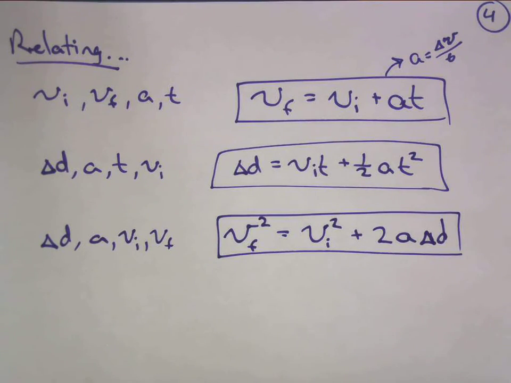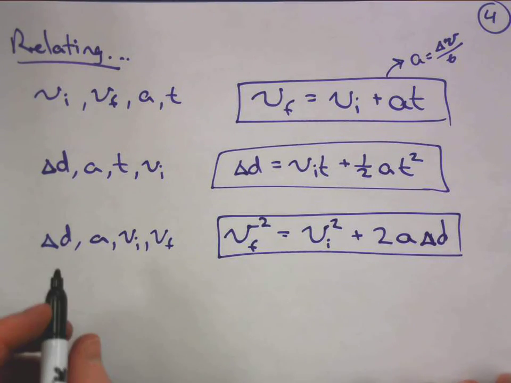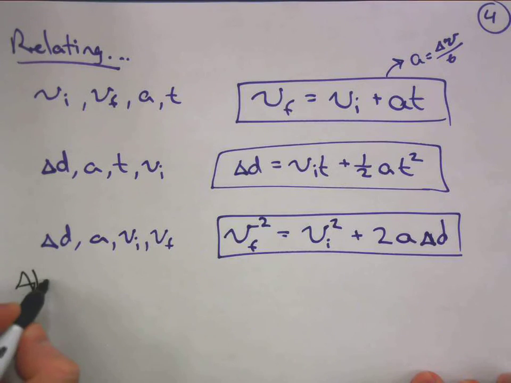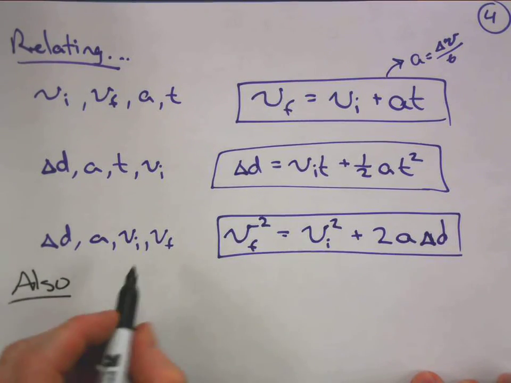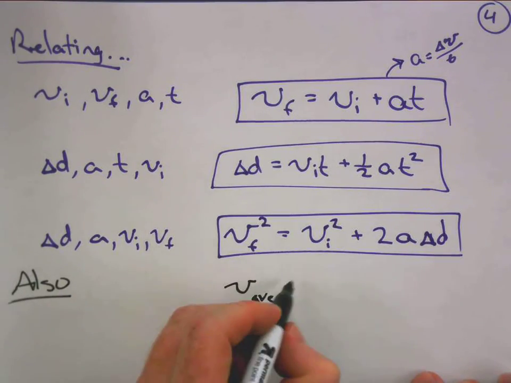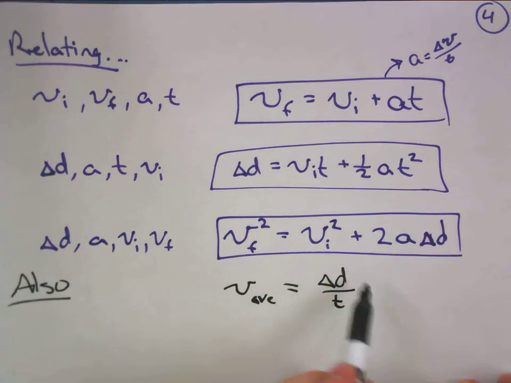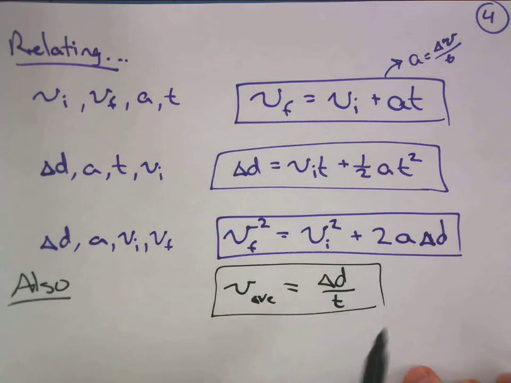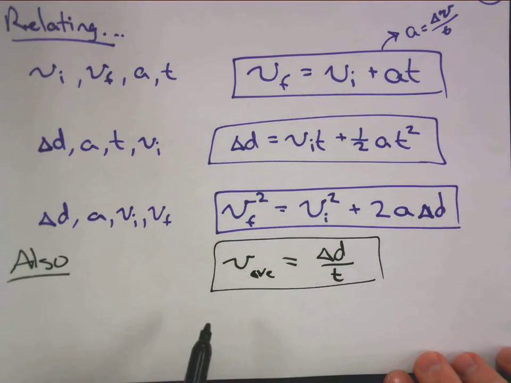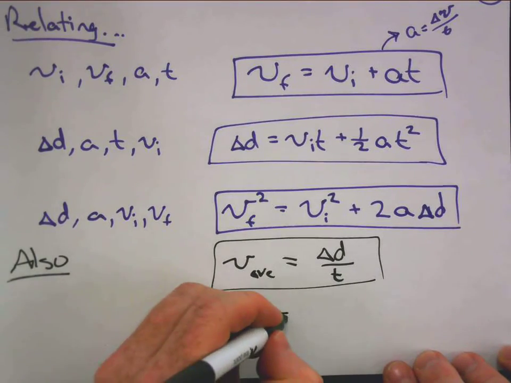But there's a couple I want you to also remember that don't have acceleration in them. But when an object's moving, you obviously have this guy, an equation for average velocity. Well, here's a short way to find it. Change in position divided by time, or displacement divided by time, right? Very useful equation.